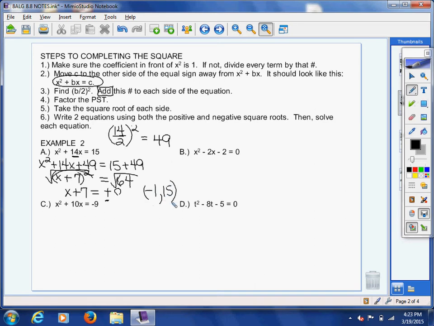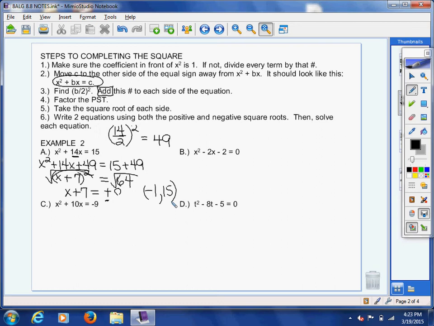Okay, welcome back. We're going to jump right back into B, and in letter B, we have the trinomial x squared minus 2x minus 2 equals 0. And so we got to make sure, let's do step 1, make sure the coefficient in front of x squared is 1. It is, there's an understood 1 there, so we're good.